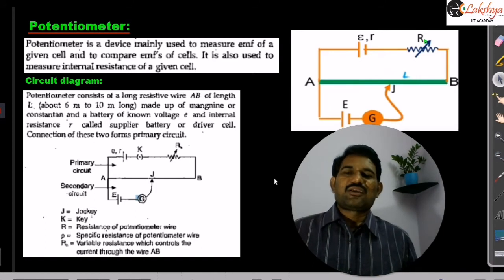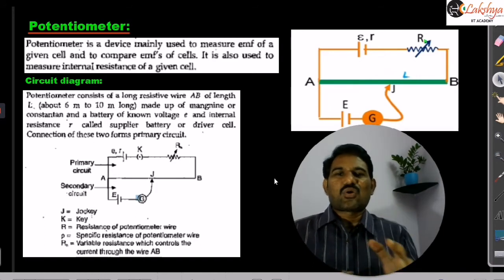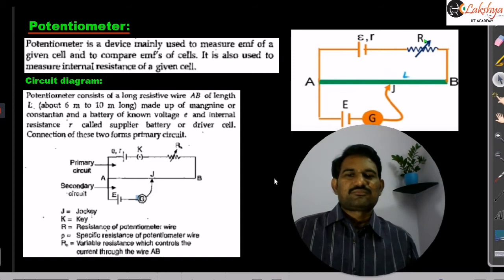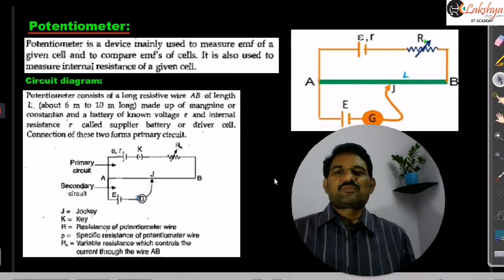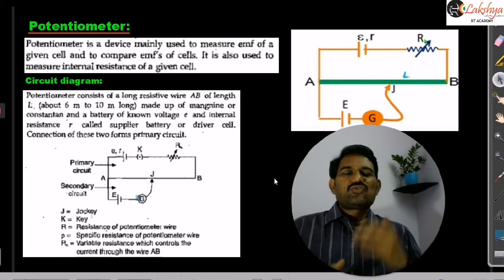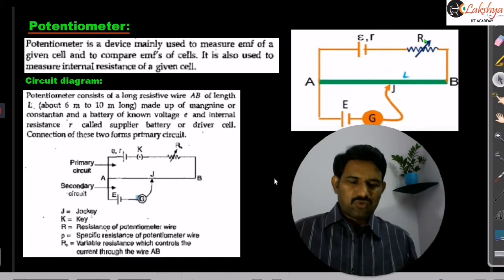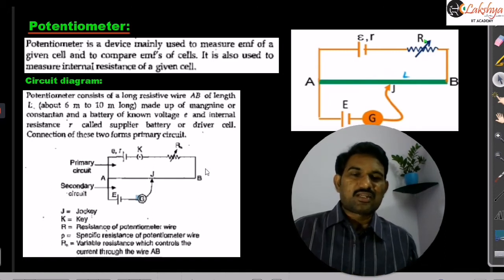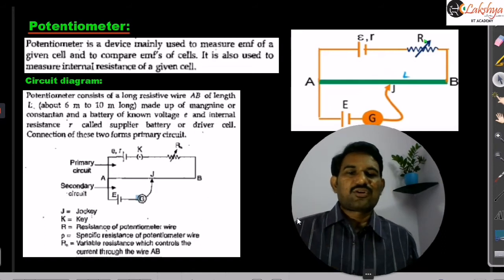A potentiometer does not draw any current from the main circuit. That's the main advantage of this potentiometer, and so we can say it gives more accurate values when compared to a voltmeter. Even though the voltmeter is another device, this potentiometer will give more accurate values when compared to that of a voltmeter.